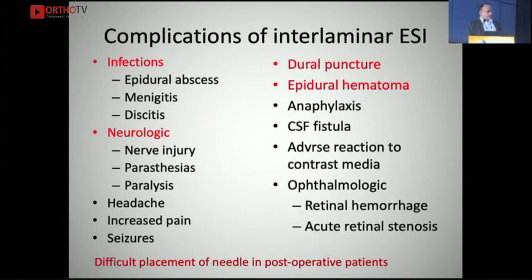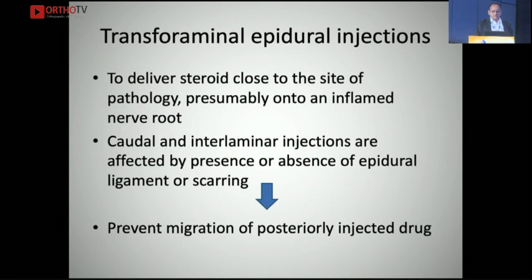There are a lot of complications: infections, neurogenic nerve injury, paresthesias, dural punctures, epidural hematomas, CSF fistula. These largely can be prevented by proper needle placement, and sometimes needle placement can be difficult in post-operative patients.